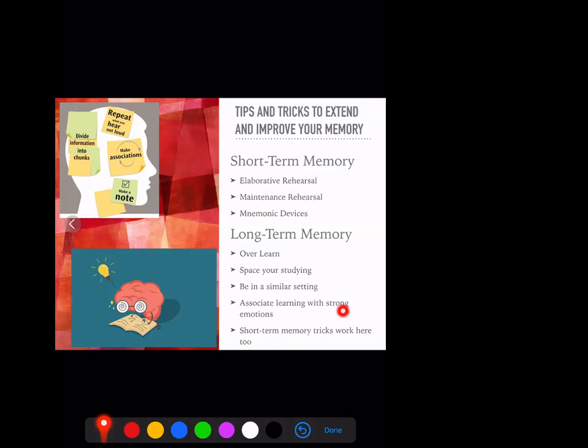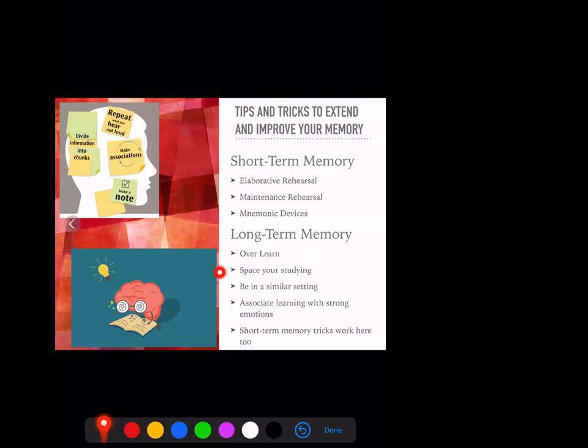Now, long-term memory. If you want to keep something in your long-term memory, there are a few techniques you can use. First, you can overlearn the material. Go over it again and again and again. And as you do that, it becomes more ingrained. Spacing out your studying. Don't study for your final all in one night. Don't spend 4 hours in one night. Spend 4 hours over the course of a week looking over the stuff on your own. And that's going to help you remember more of it.